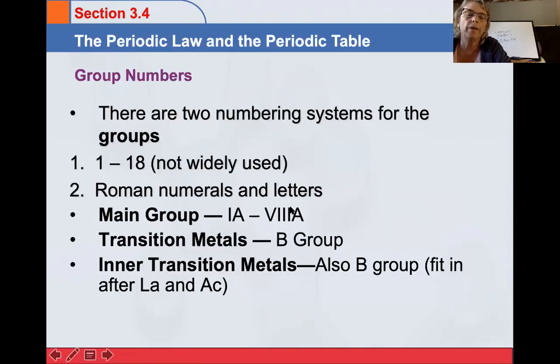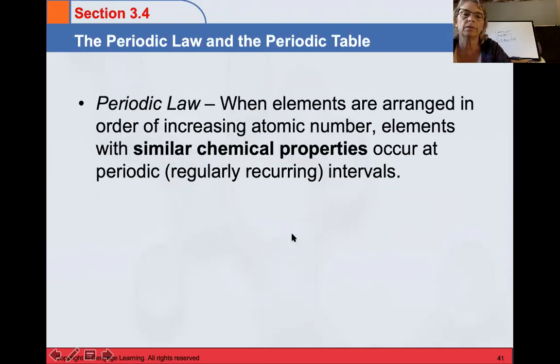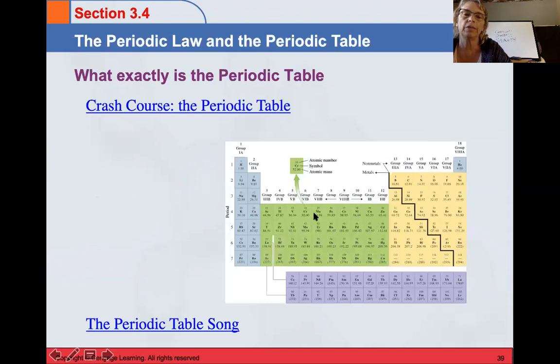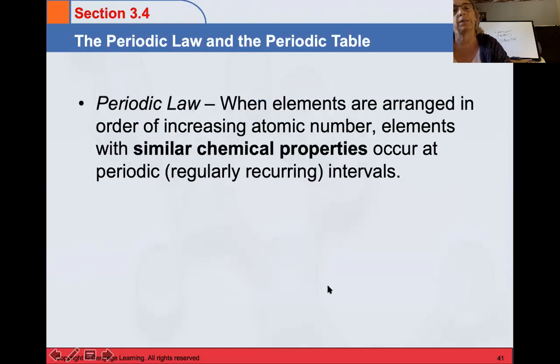So 1A through 8A, the elements in the middle, the B group, are called the transition metals. So these are all the transition metals. And then these ones down here actually fit right in there. So this whole group of elements fits right in this little box right here. It would go 1, 2, 3, and then all those, and then it would pick up right there. And those are called the inner transition elements.